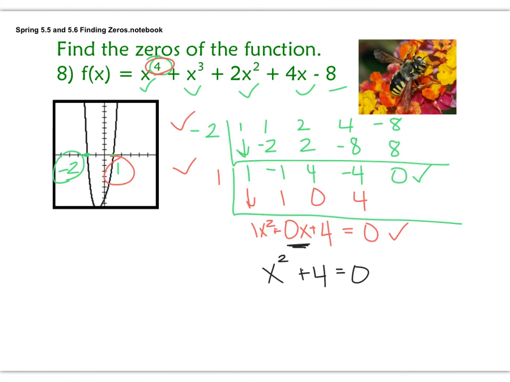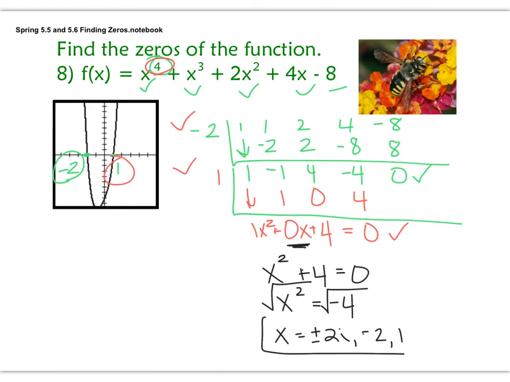I can use the square root method. So x squared equals, we'll subtract the 4 to the other side, square root of both sides. I took the square root, so it's plus or minus, and the square root of -4 is going to be 2i, and then I also had answers of -2, I found from my graph, and 1.